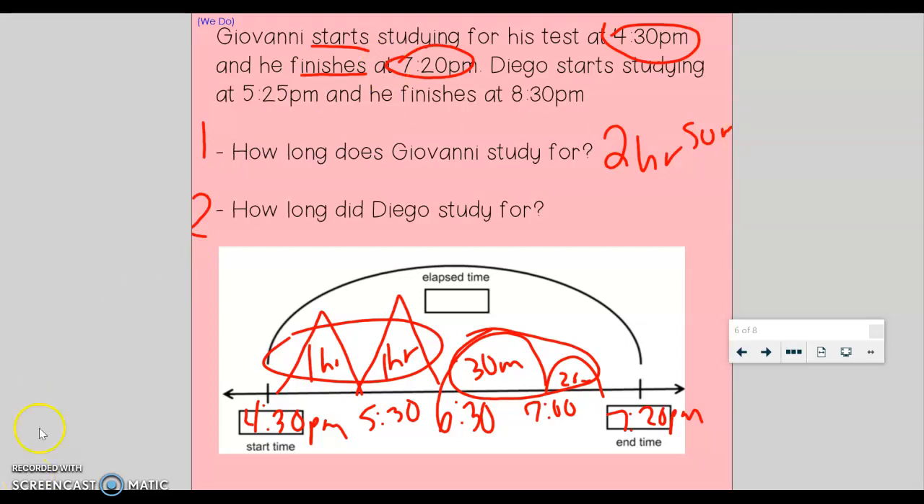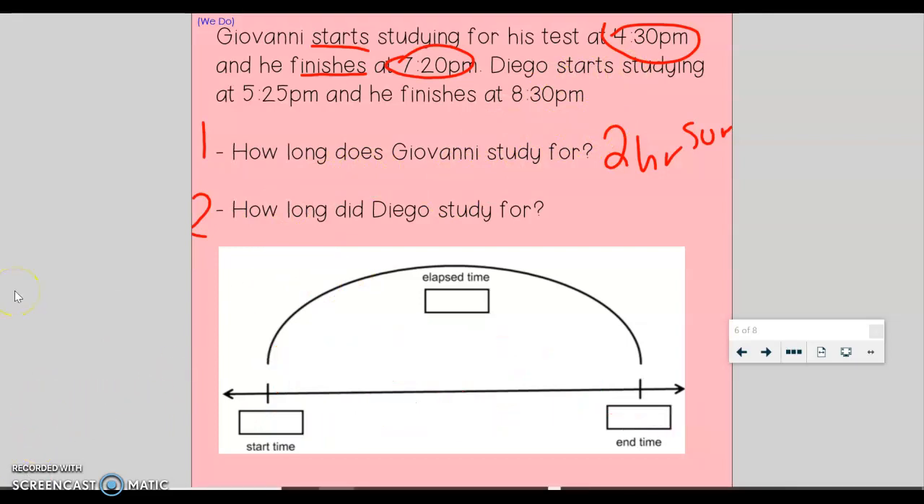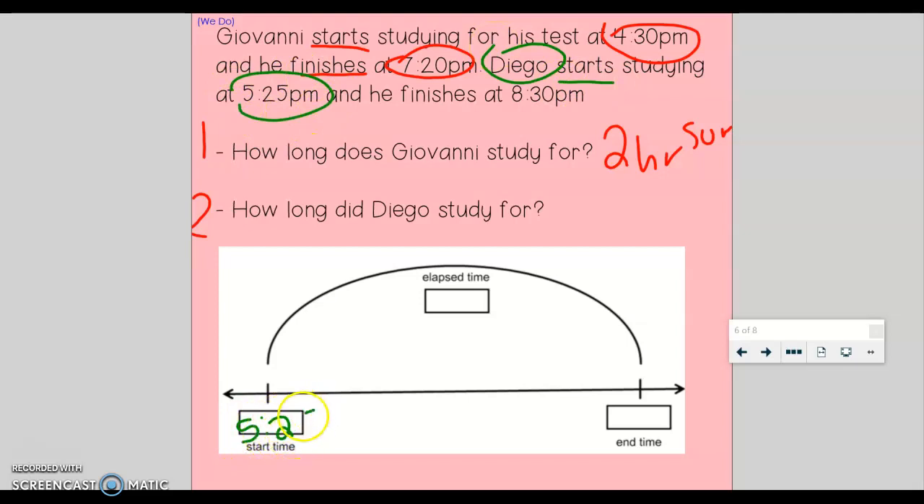Okay, I want you to try on your own for Diego now, and let's see what you get for his amount of time. Remember, you need to read that word problem and find the key pieces of information for your graphic organizer. All right, let's see what we get here. So we have Diego, and Diego starts at 5:25 p.m. And then it says he finishes at 8:30. So let's see. Did you get what I got?